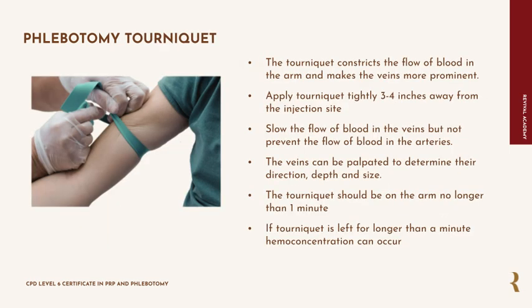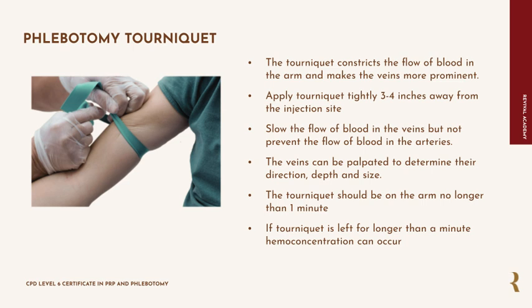Then you're going to need a phlebotomy tourniquet. Now the tourniquet, you have to apply about 3 to 4 inches away from the injection site, as you can see on the picture here. And the reason why you put the tourniquet on to draw blood is that the tourniquet constricts the blood flow in the arm, and that makes the veins a lot more prominent and a lot easier for you to find where they are and be able to draw blood from them.